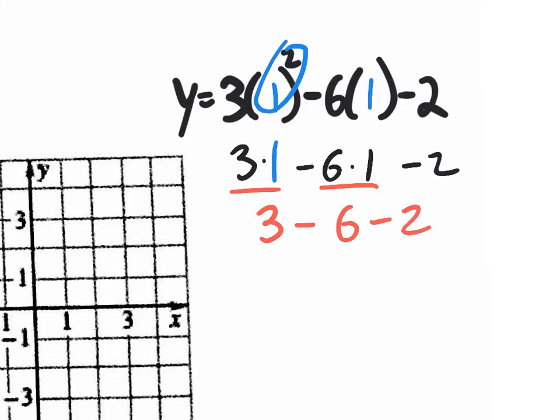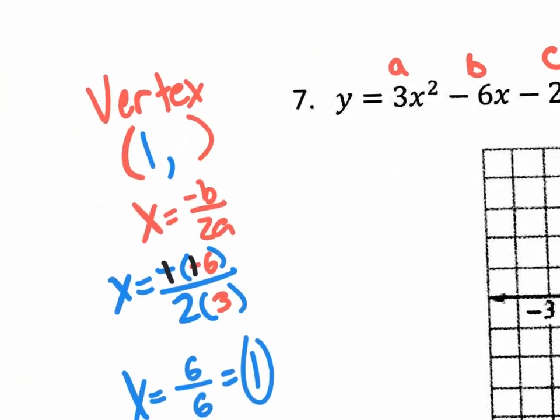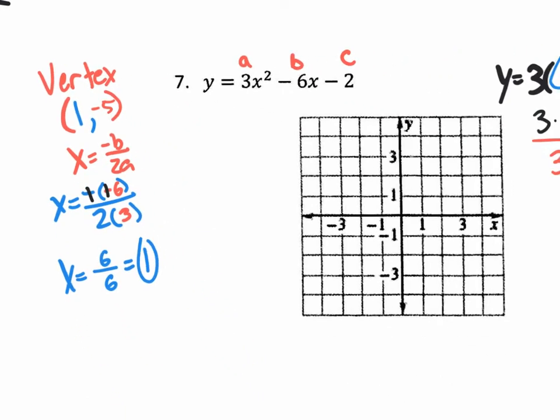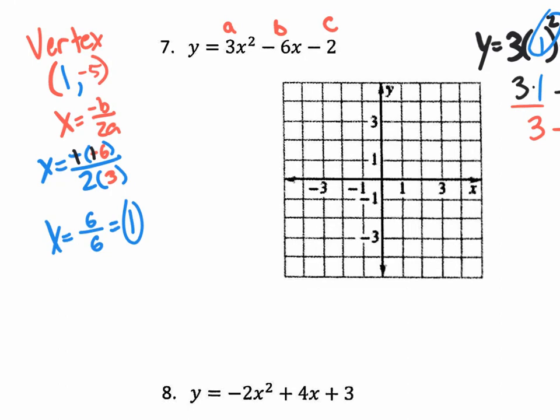What is our answer for 3 minus 6 minus 2? That's -5. That's right. So our y value of our vertex is -5. So we put a -5 right there. The vertex is (1, -5). That's the most important point. Let's graph it. 1 on the x, -5 on the y. Whoops, it's over here on this side. I'm sorry. So that's our vertex.